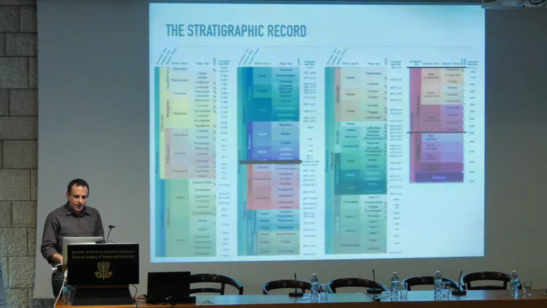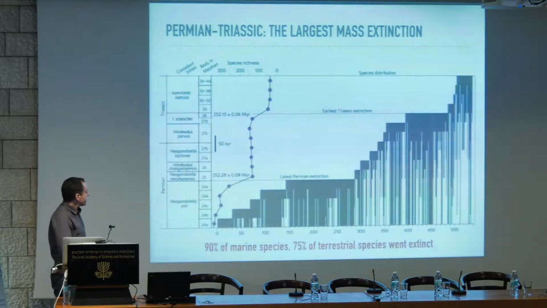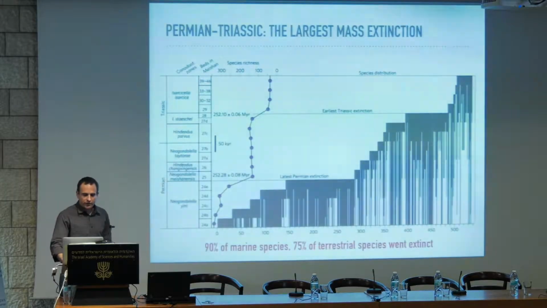The last event that I'd like to mention is the largest mass extinction in Earth history, which is the Permo-Triassic mass extinction. Here we see the number of marine species, and whenever this gets truncated, this means that the species basically disappeared. And we can see that about 250 million years ago, many species, both in the ocean and on land, disappeared. About 90% of marine species, 75% of terrestrial species.